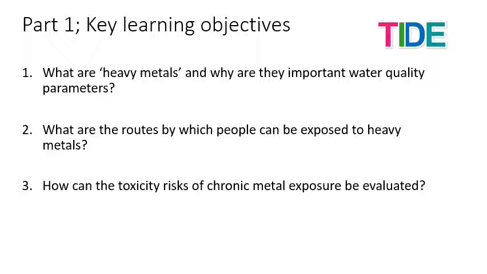So by the end of the first part of this course, hopefully you will all have learnt these 3 important points on this slide. Firstly, what heavy metals are and why they are important water quality parameters; secondly, what the routes are by which people can be exposed to heavy metals; and finally, how to assess toxicity risks due to chronic metal exposure in different populations of people.